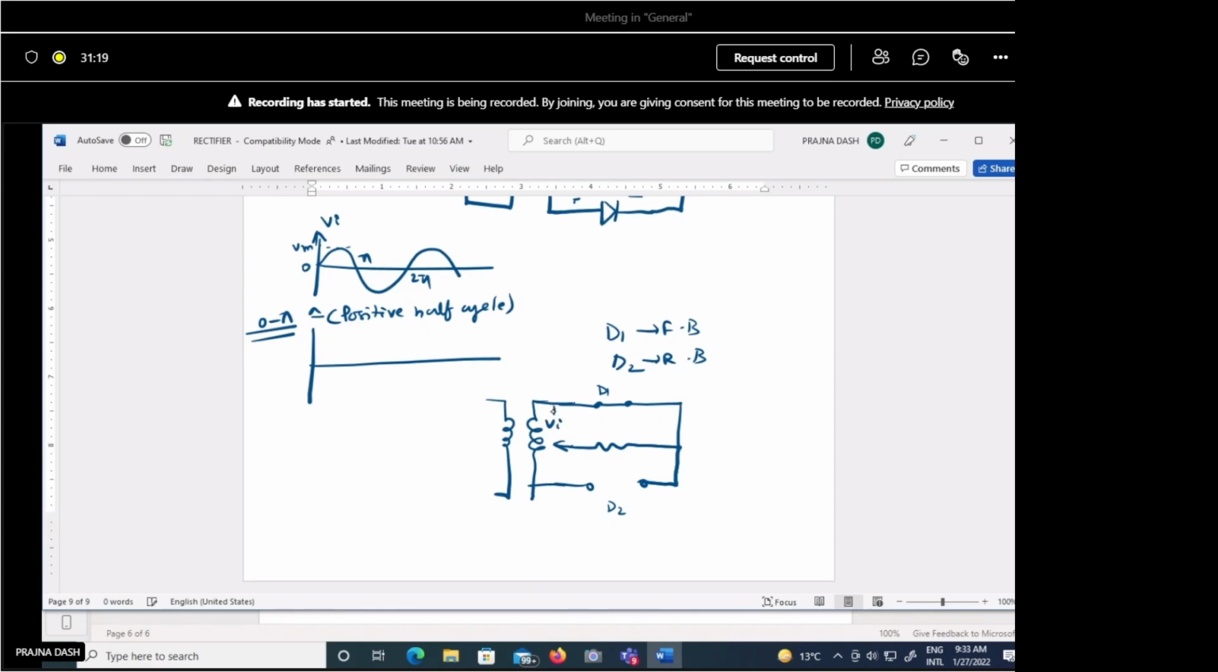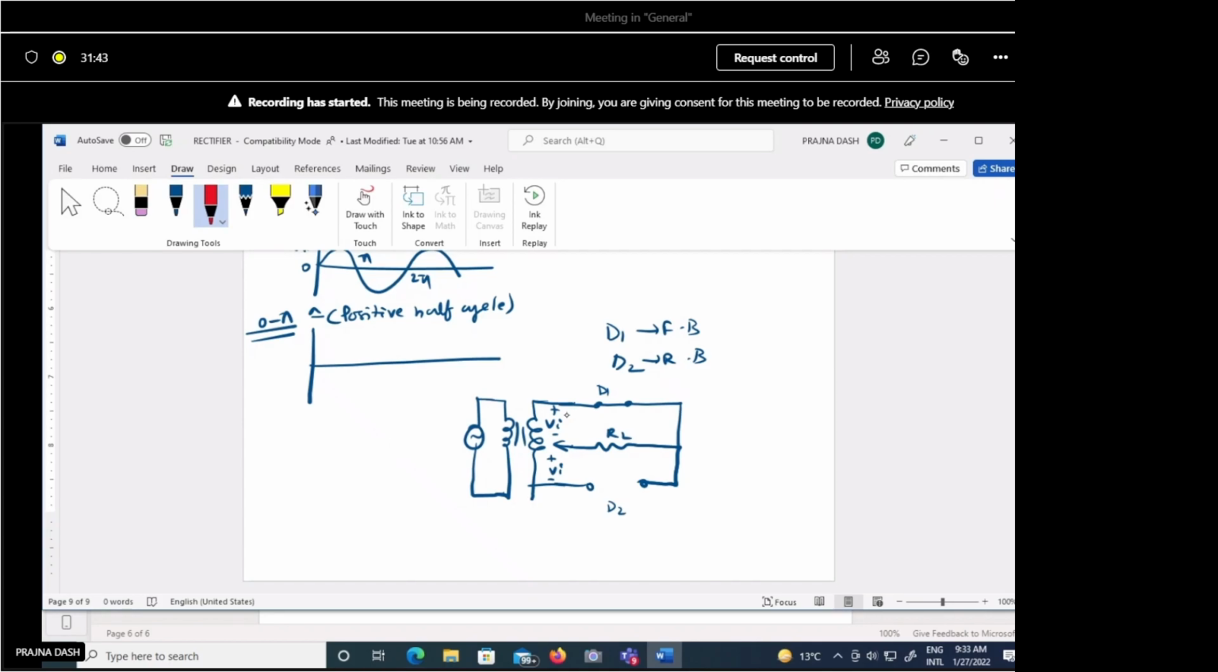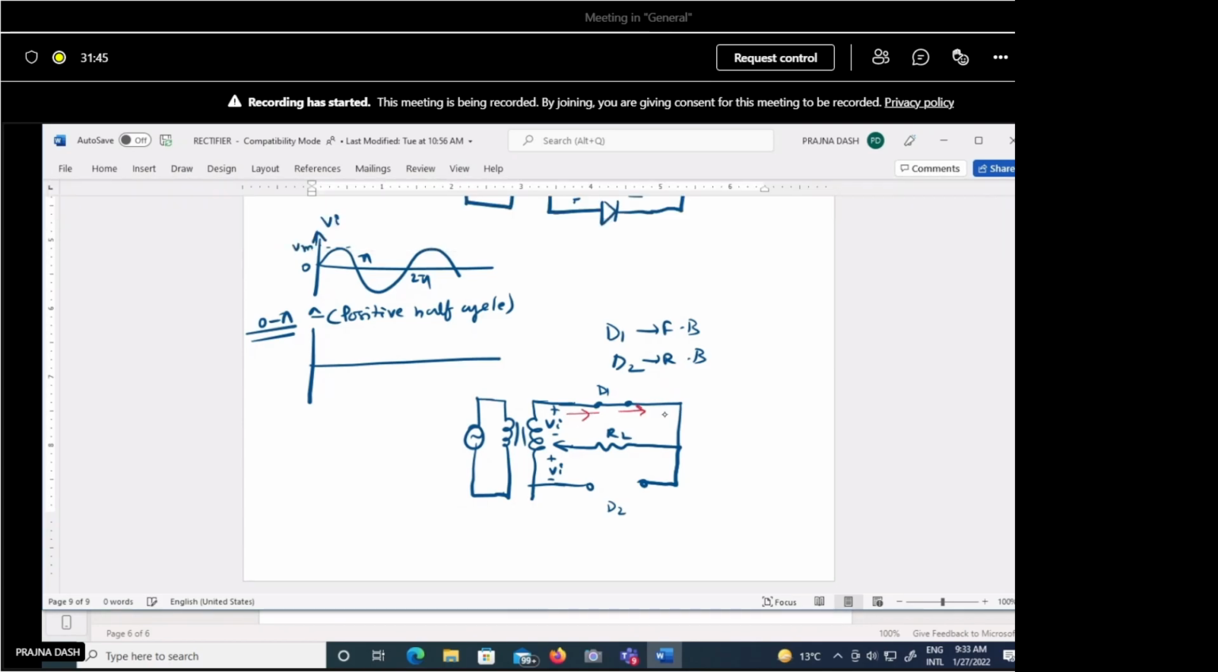Okay, so here this is Vi. This is the load resistance RL. The current will flow through this circuit. Due to this Vi, the current will flow from the positive terminal to the negative terminal. This is the direction of the current. This is the open path, so the current will not enter the open path. Open path means infinite resistance. So the current will move across this load in this path.